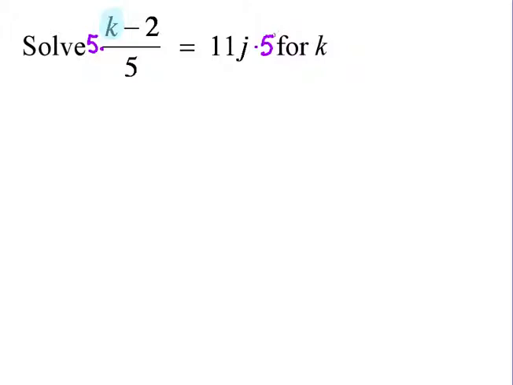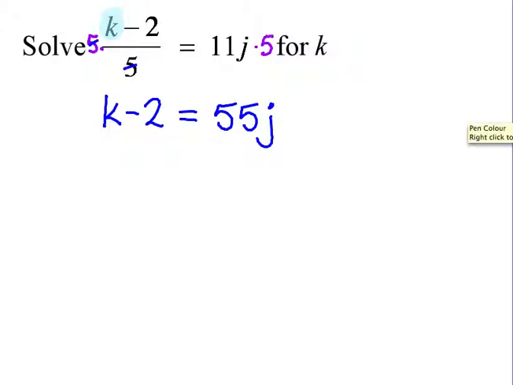Now on the left, the 5's cancel, and it leaves you with k minus 2. On the right, you have 11j times 5. What's 11j times 5? 55j. What do you need to do now to solve? Add 2. Very good. So what's your final answer going to be?